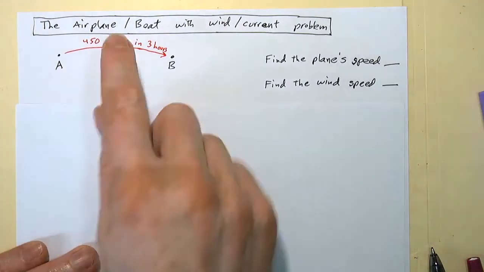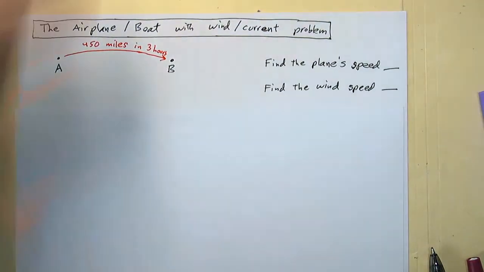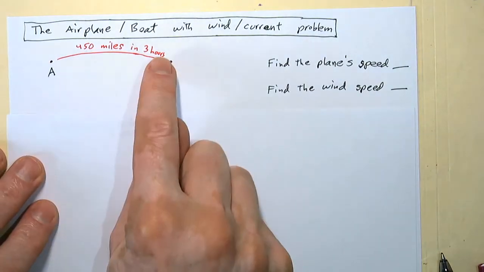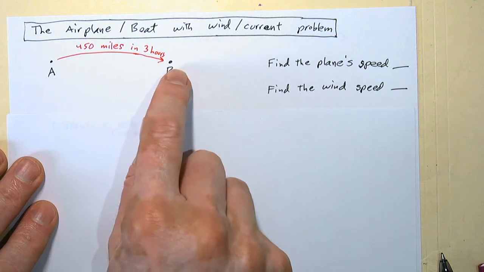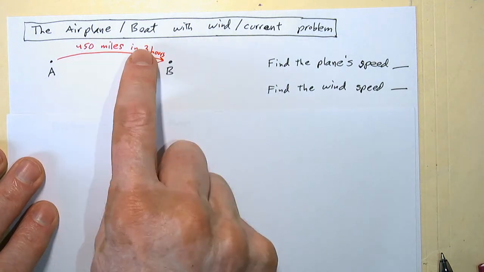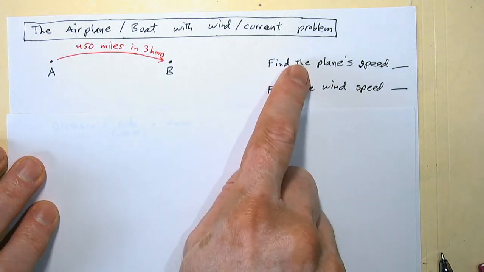Here is the famous airplane or boat with wind or current problem. Okay, let's see, here's city A and city B. An airplane can fly from city A to city B. Say you take this trip and it's 450 miles and you get there in 3 hours. So I'd like to know the plane's speed.